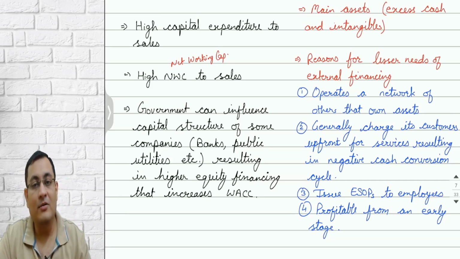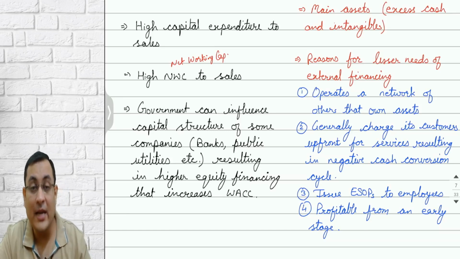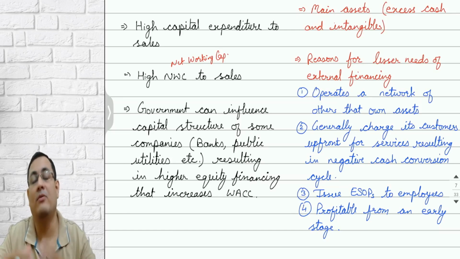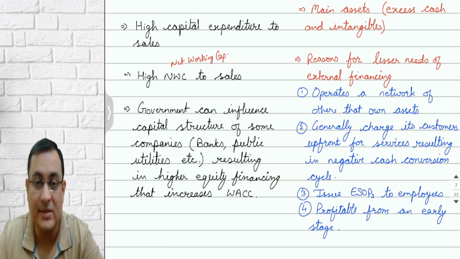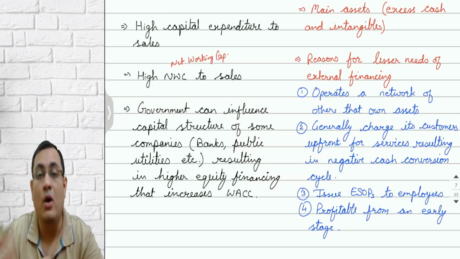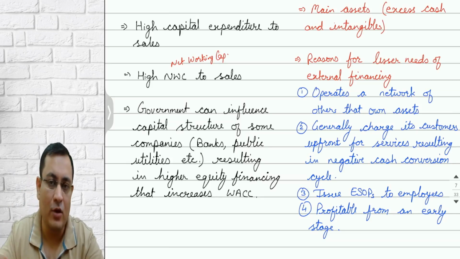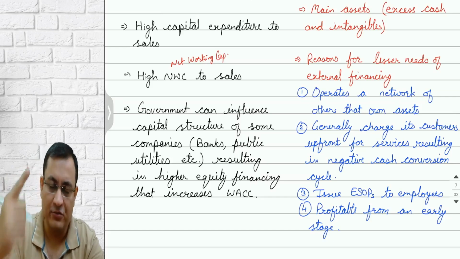Since they have fewer assets, there will be less depreciation, amortization, and less plant machinery and rental costs. So they become profitable from a very early stage. That is why these businesses need less capital. So it depends on your business model how much capital you need. Number one, this is your first factor.